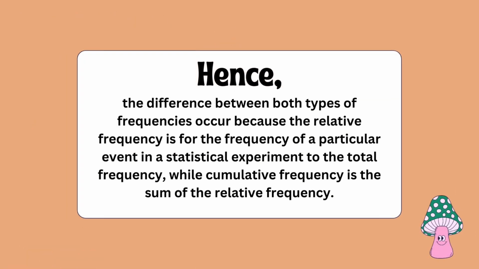Overall, the difference between both types of frequencies happens because relative frequency is the ratio of the frequency of a particular event in a statistical experiment to the total frequency, while cumulative relative frequency is the sum of the relative frequency.